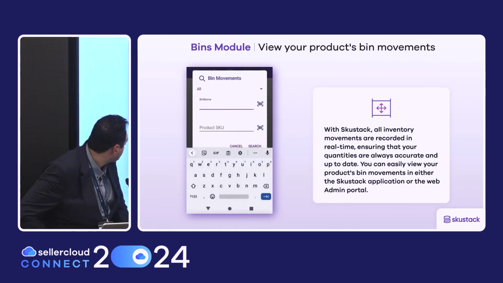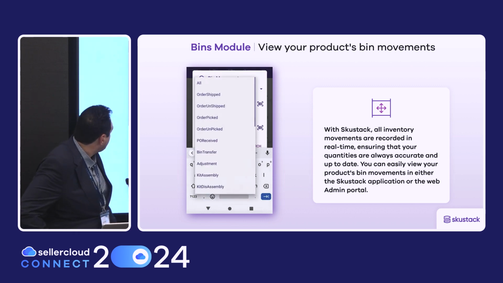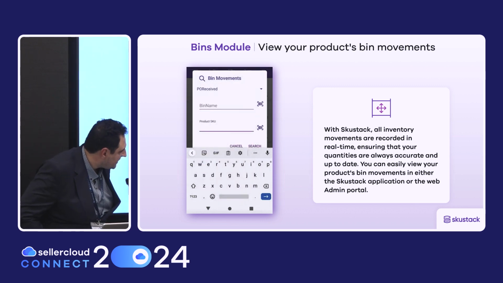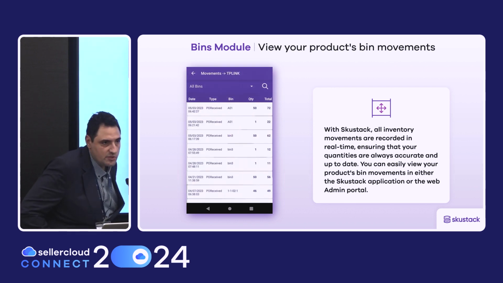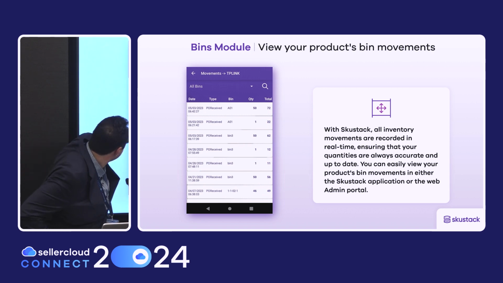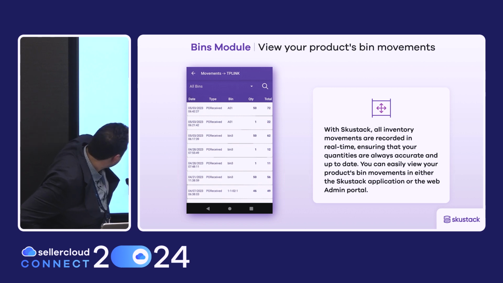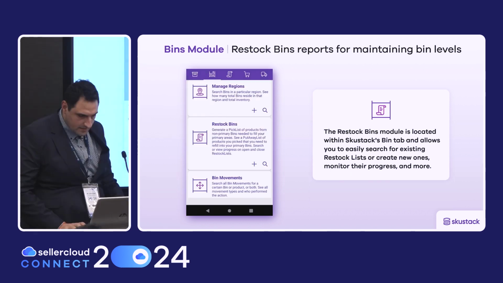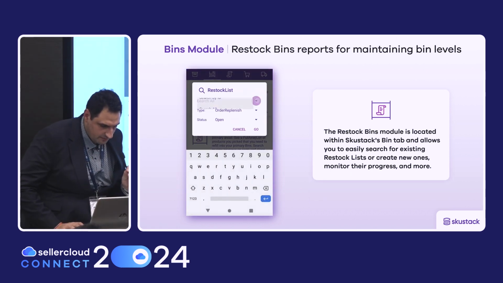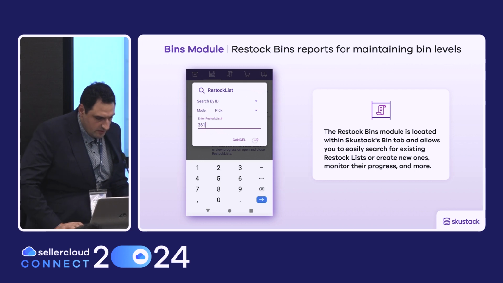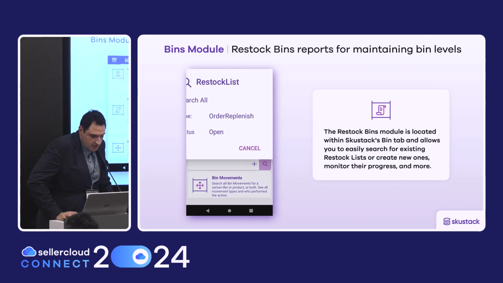This slide here shows you how you can view the bin movements. And there are different types of movements. So when you receive a purchase order, when you do an adjustment, all those different types of inventory transactions have a specific type, which is denoted over here. And you can see the date when the movement happened, which bin it happened to, and what the quantity was. And now this is the restock bins feature, where you can search for the bin and create a restock list.